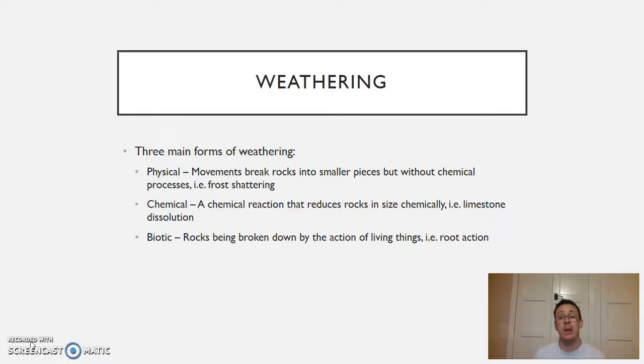Last one, biotic weathering, rocks being broken down by the action of living things. Now this could be through things like root action, so tree roots that will very gradually burrow straight through rock. It could be through animals burrowing into bits of rock as well, and it could be us. We are an agent of biotic weathering. Quarrying, all this kind of stuff gets classified as biotic weathering.